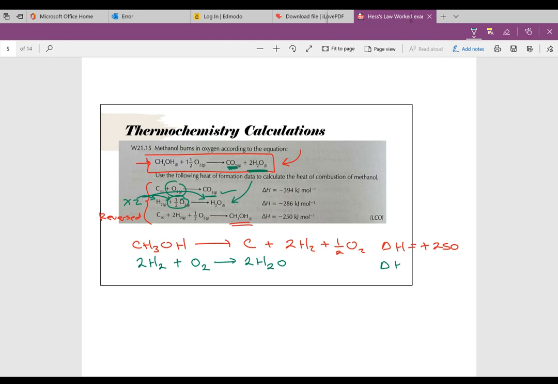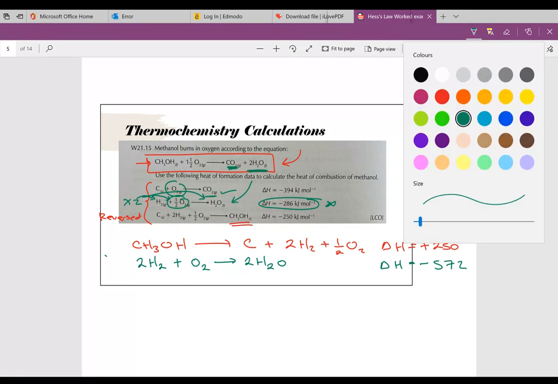Okay, and the delta H for that was minus 286, and I've got to multiply that by 2 also, so now that's minus 572. So whatever you do to the equation, you then have to do, more importantly probably, to this heat change.